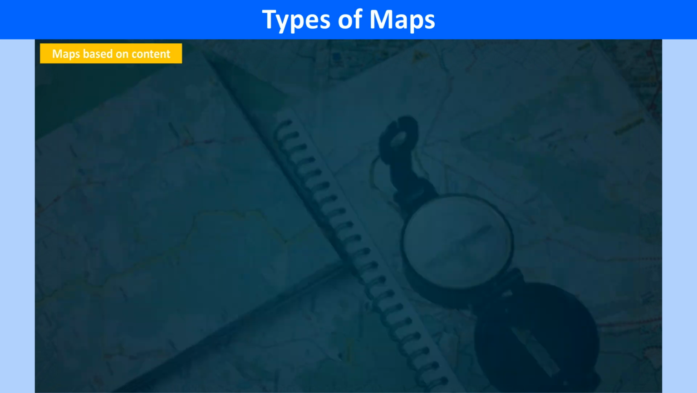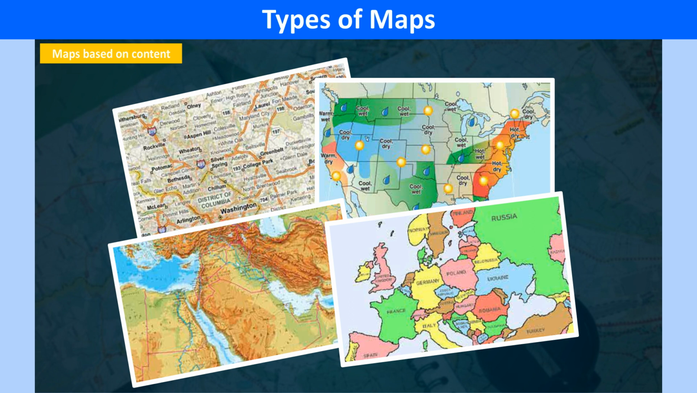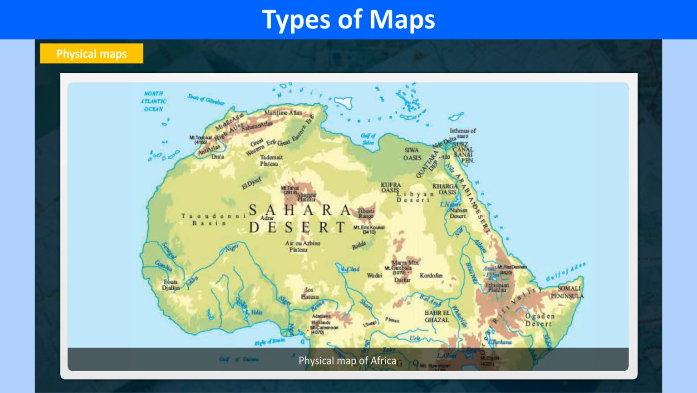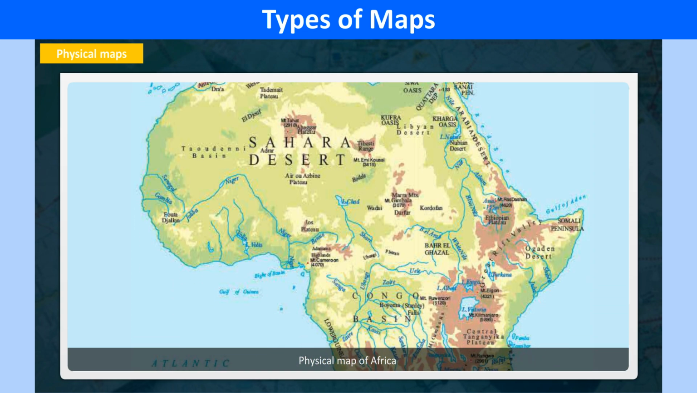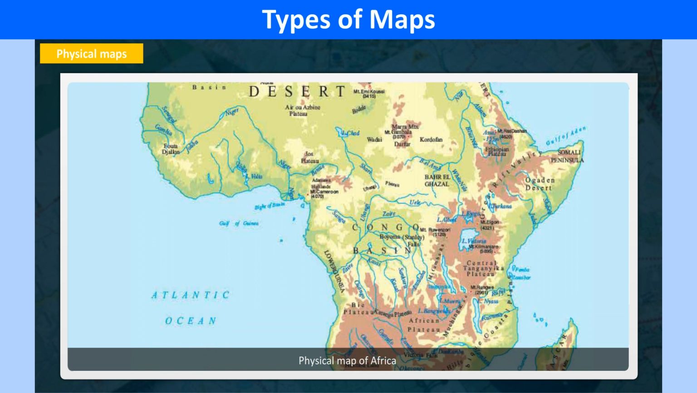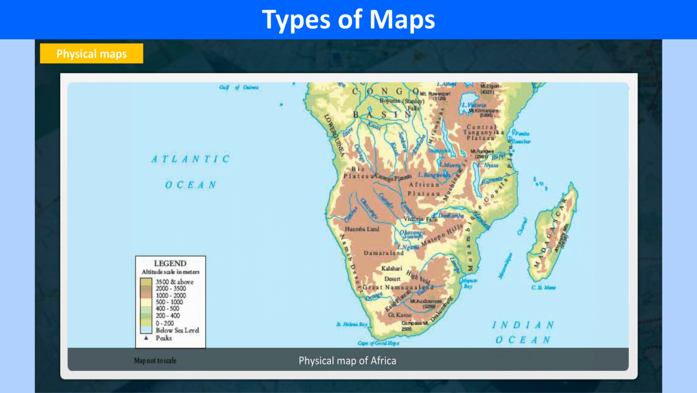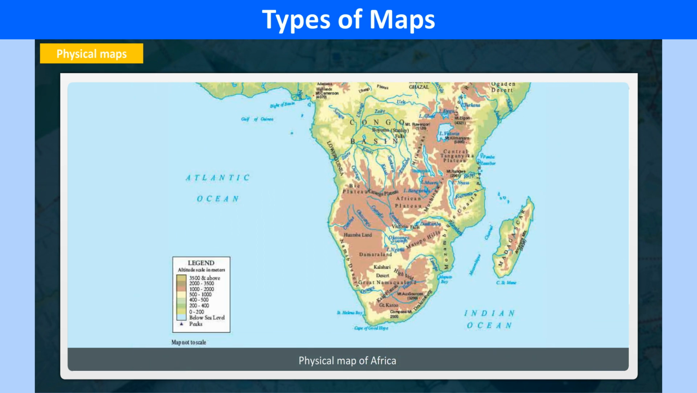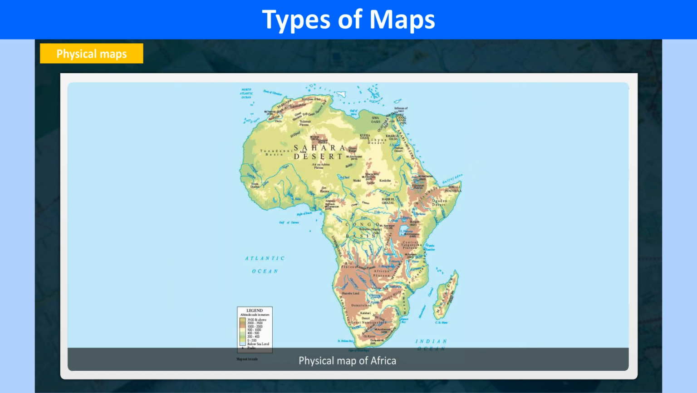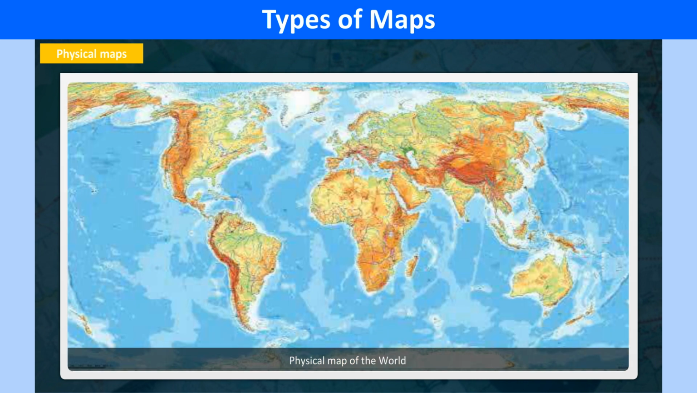Maps based on content. Maps can be broadly classified into three groups based on their content or purpose. Physical maps are the maps that represent the physical or natural features of the Earth's surface, such as the relief map of the world or any country, vegetation map, soil map, or land use map. In these maps, the geographical features are important, not the boundaries. So, in a physical map of the world, you may not see the boundaries of the countries. Different colors are used to show different altitudes and other features.